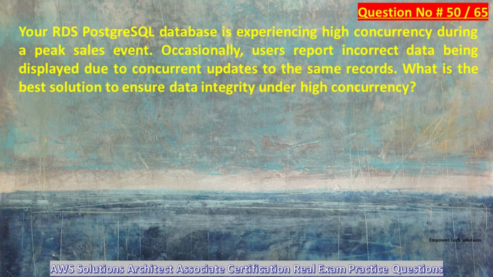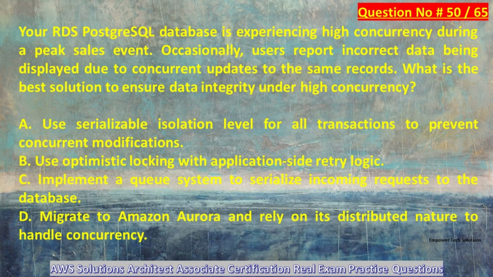What is the best solution to ensure data integrity under high concurrency? A. Use serializable isolation level for all transactions to prevent concurrent modifications. B. Use optimistic locking with application-side retry logic.